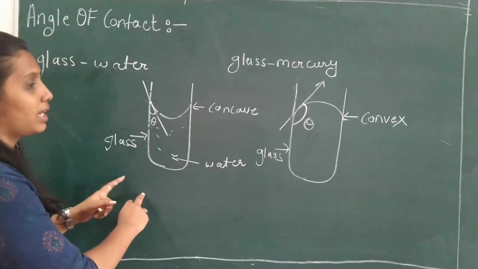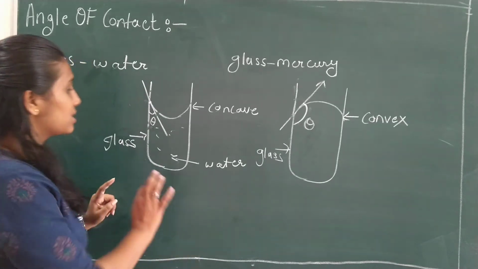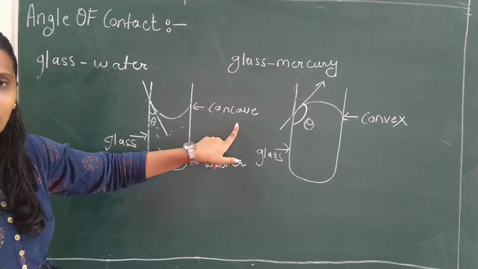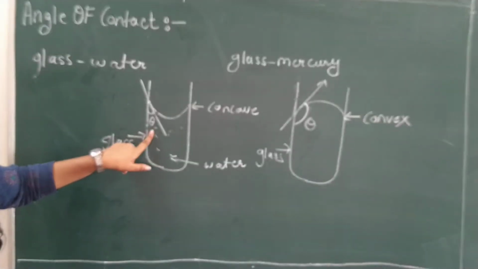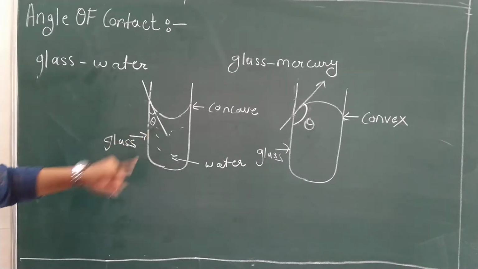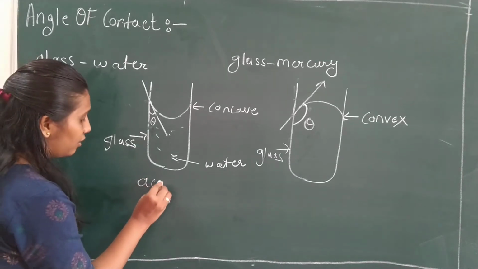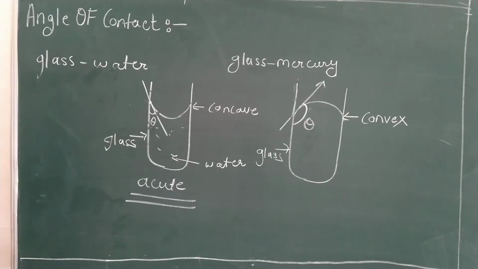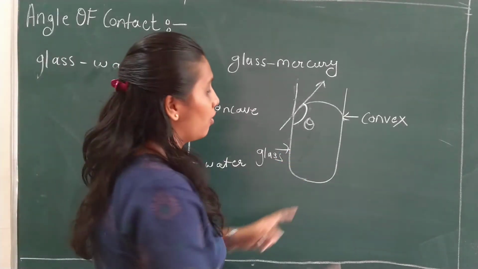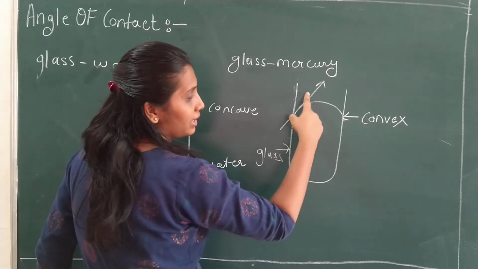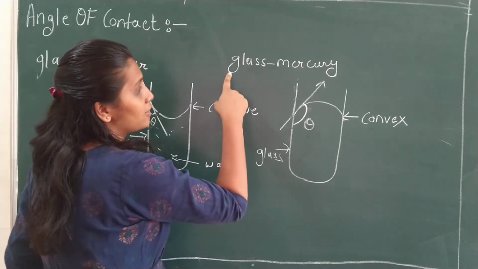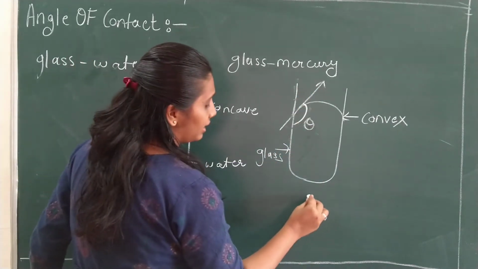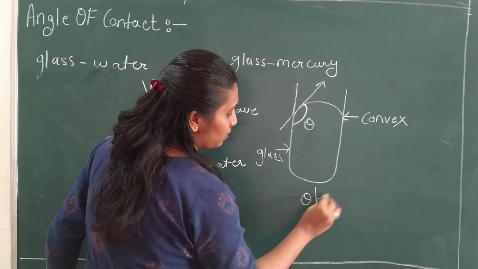Now in both cases we have got the angle of contact. But see properly: in the case of the glass-water pair, where the meniscus was concave, we have got this angle of contact and it is less than 90 degrees. So I will say in this case my angle of contact is acute. In the same way, in this case it is seen that it is greater than 90 degrees. So in the case of the glass-mercury pair, where the liquid doesn't wet the solid, I get the angle of contact as obtuse.